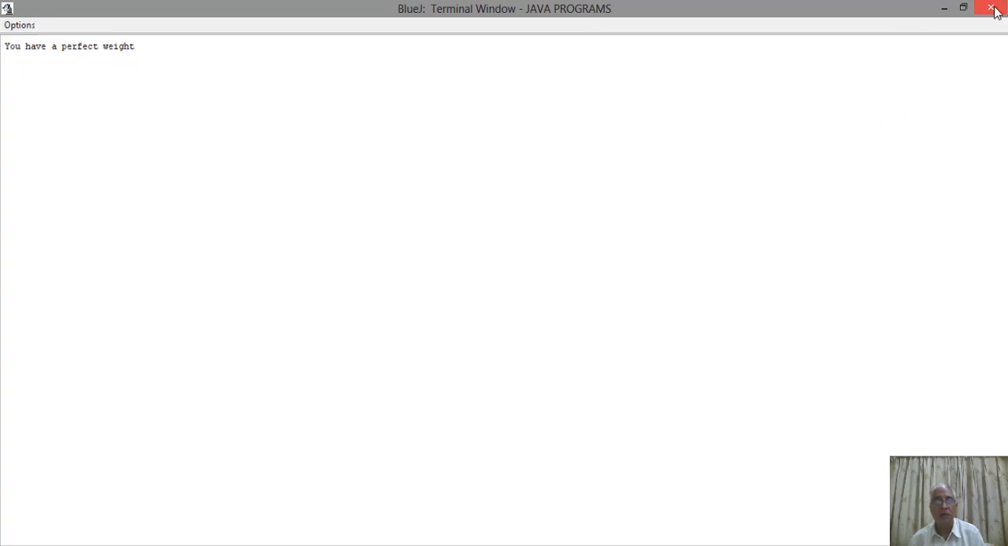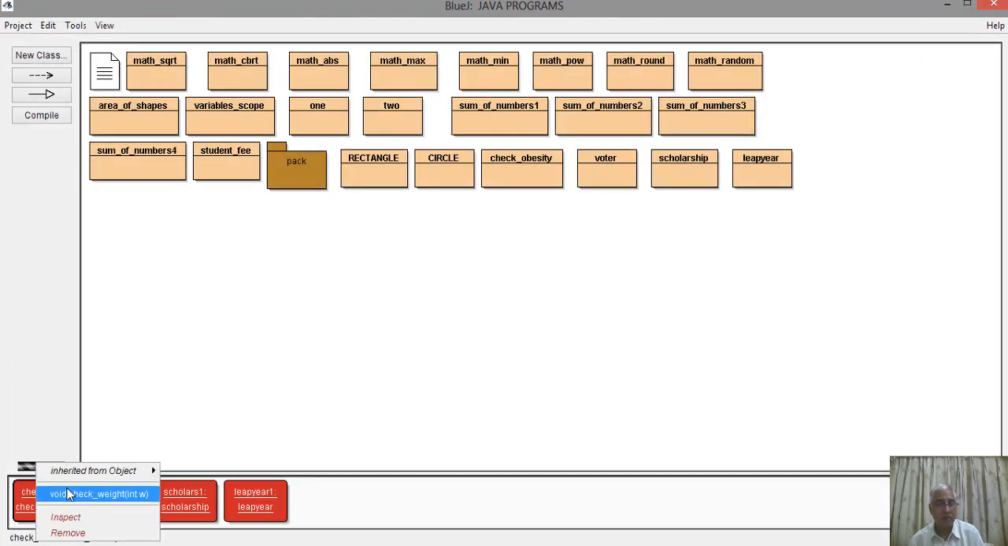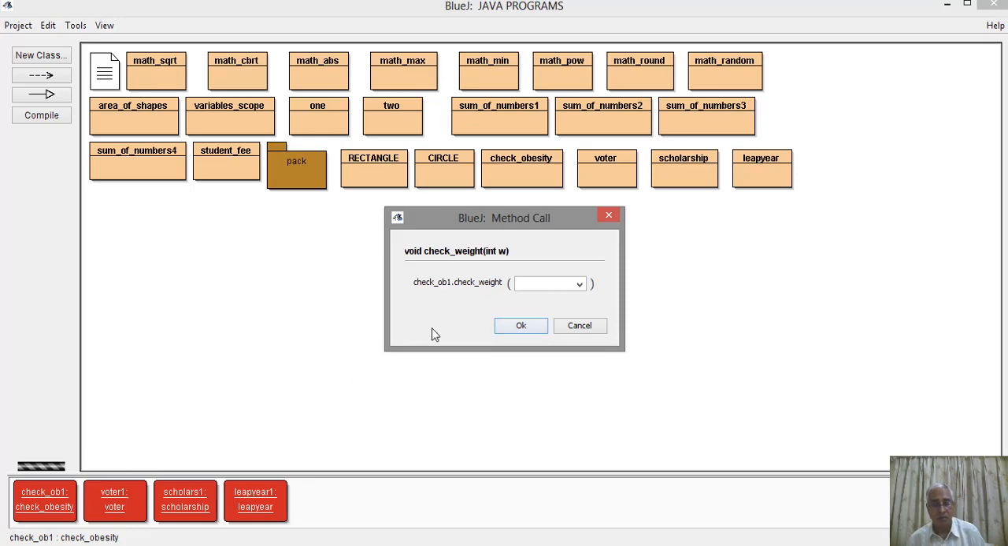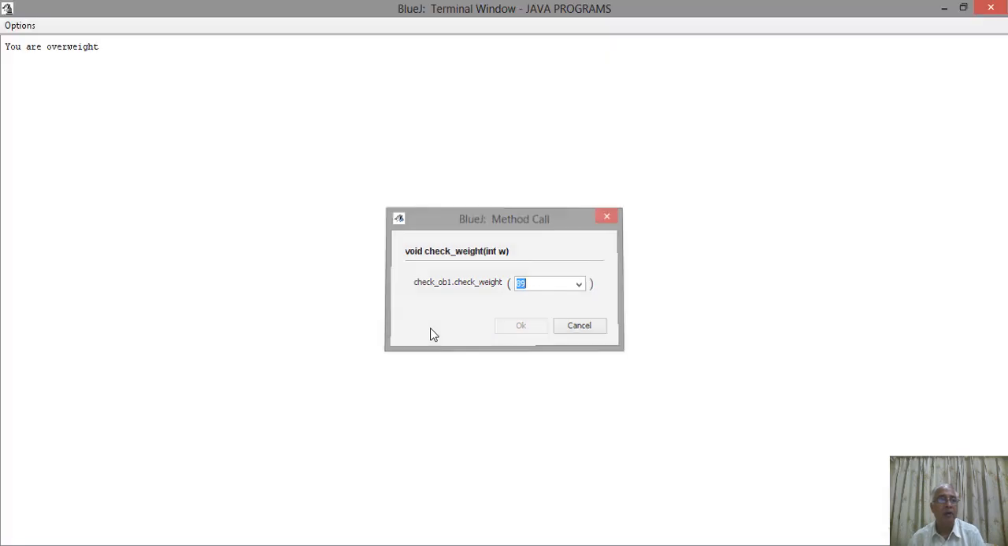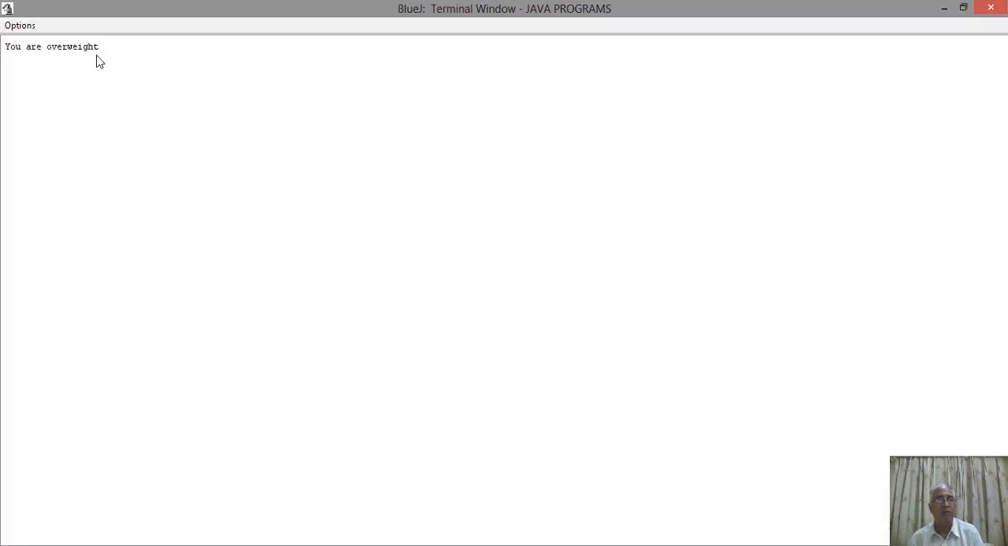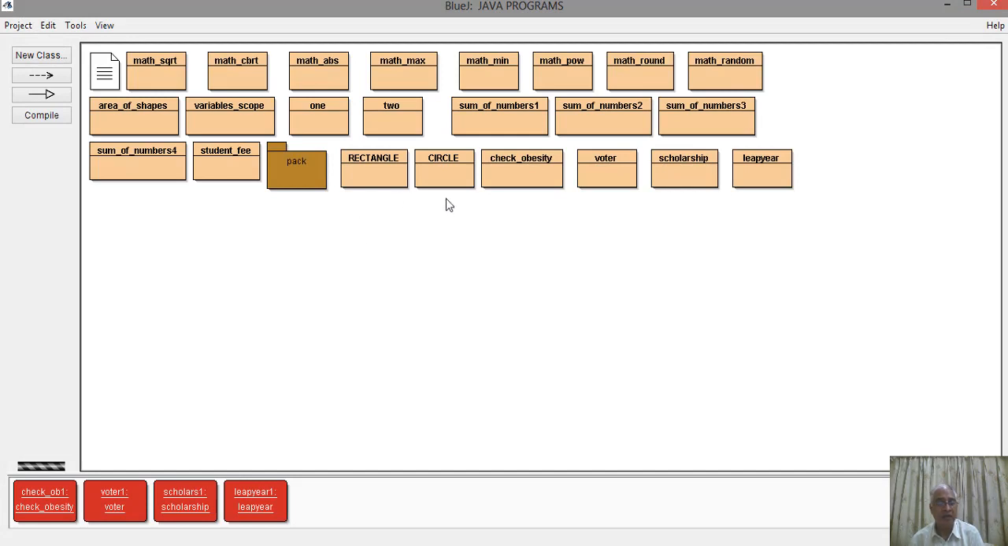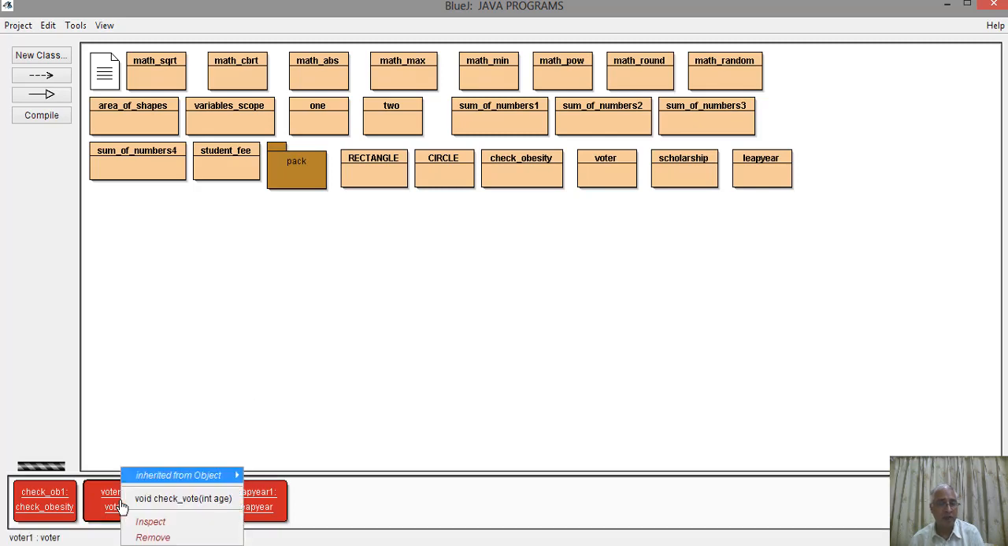We'll close this now. We'll check another condition for this. Suppose we give 89. Enter. Now it will say you are overweight. So see, all the three conditions have been met correctly. We gave all the values of the three conditions, and for the three conditions the computer is giving us the right answer according to the conditions.